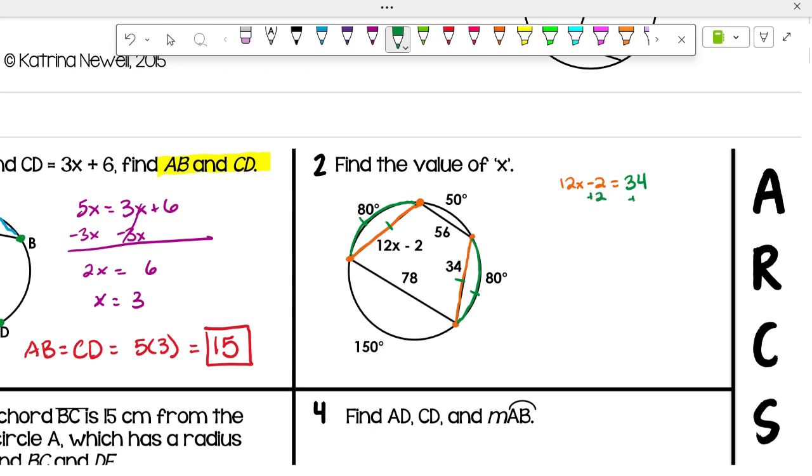So I'm going to add 2 to both sides. 12x is equal to 36. Divide by 12, x is 3. If we double check our work, 3 times 12 is 36, minus 2 is 34, works. Any question on the first theorem? All right.